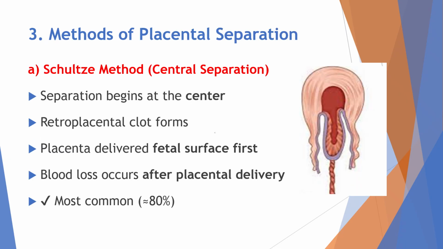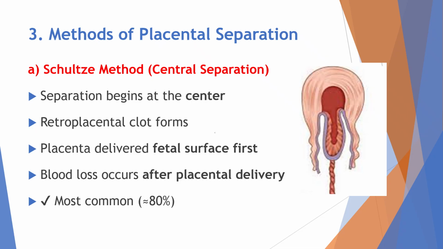Now we will discuss one of the methods of placental separation called the Schultz method, also known as central separation. In this method, the separation of the placenta starts from the center while the edges remain attached for some time. As the placenta begins to separate, blood collects behind it and forms what is called a retroplacental clot. This collected blood helps to push the placenta further away from the uterine wall. Because separation starts from the center, the placenta usually comes out with the fetal surface first, which means the shiny side is seen first during delivery.